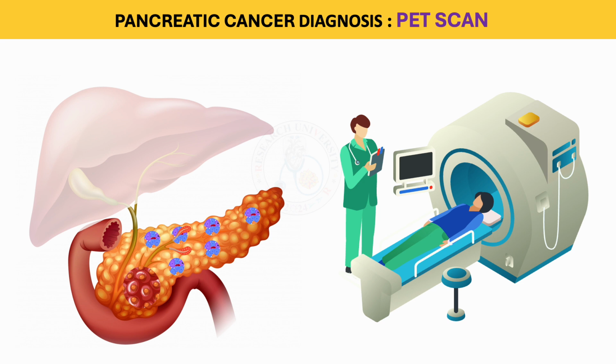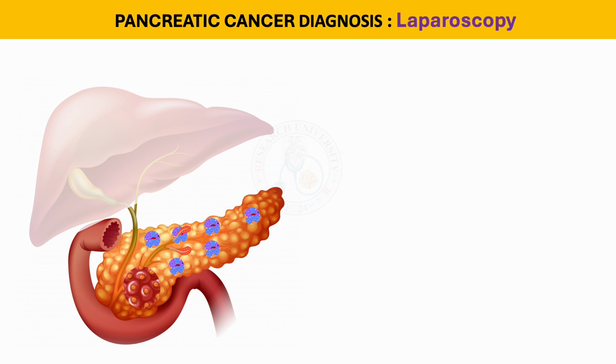A PET scan involves injecting radioactive tracers into the body, which are absorbed by the cancer cells. With the help of these radioactive tracers, a PET scan detects areas of increased metabolic activity, helping to identify cancerous lesions and detect any spread to other organs. The next test is laparoscopy.